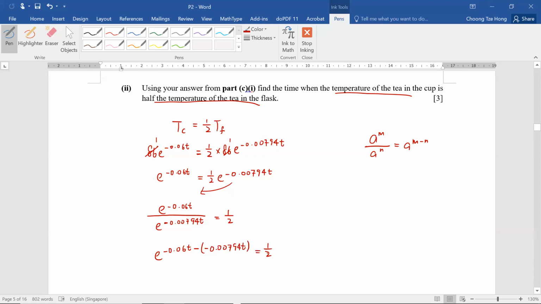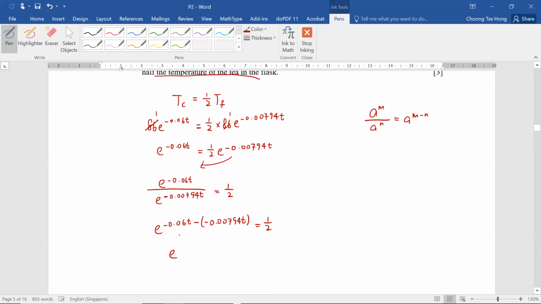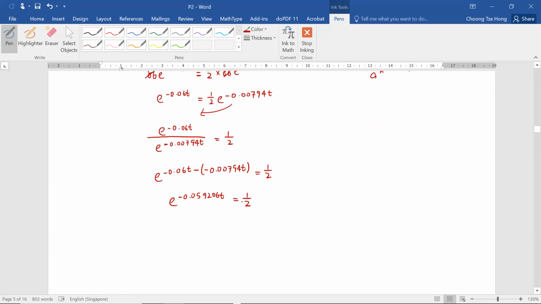Over here you've got to be well versed in the law of indices. If you subtract, you sum together, and you get this. Then we will ln both sides. Then bring the power in front, using the power law, the power 0.000794 t minus 0.000368 t, which gives 0.000426 t. Then you will get ln e, but ln e is going to be 1, right? So you'll get this answer.